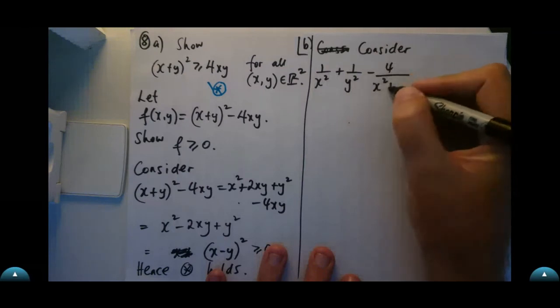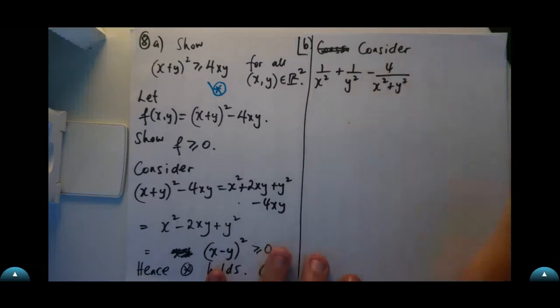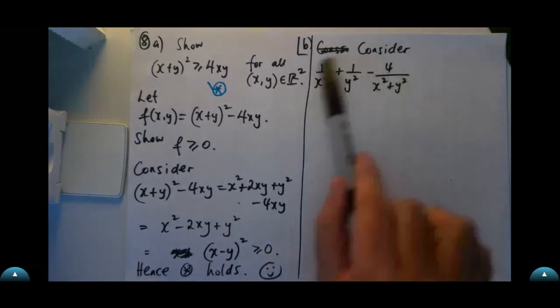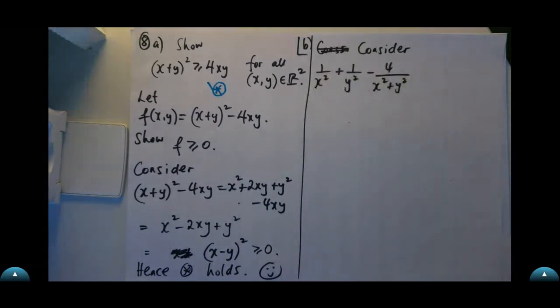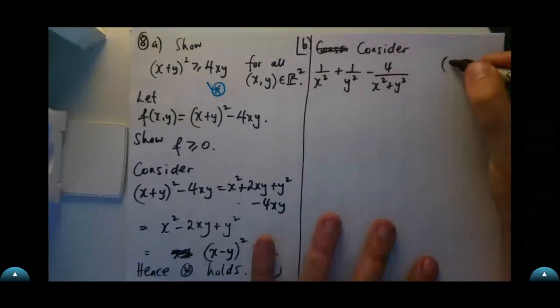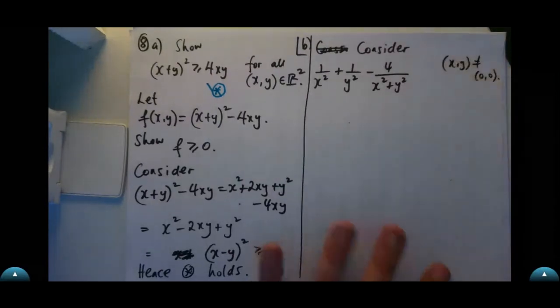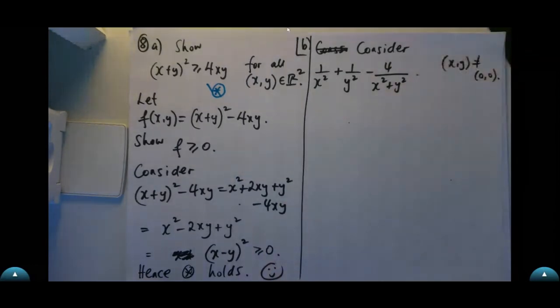And just like part A, I want to show that this whole thing is greater than or equal to 0. And of course, we are excluding 0, right? Because you're dividing by 0.